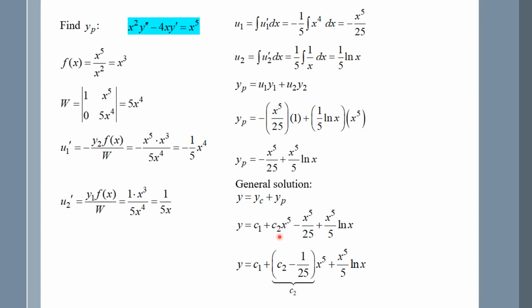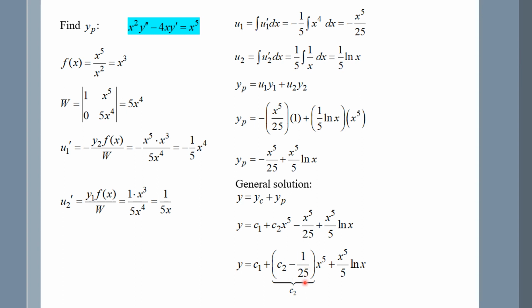Notice that for these two terms, x to the 5 is a common factor, so we can factor x to the 5. If you factor x to the 5 between these two terms, you'll get c2 minus 1 over 25 as the constant multiplied by x to the power 5. Because c2 is a constant, minus 1 over 25 is another constant, so we get a new constant here. You can label the new constant as another c2 if you want to, or you can even label it as c3 or whatever label you want. Here I'm calling it again c2.